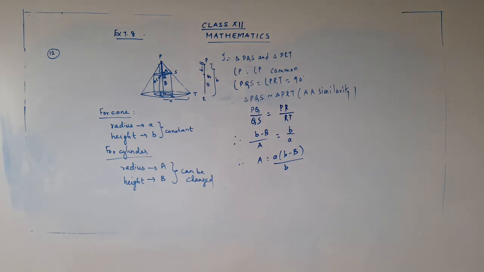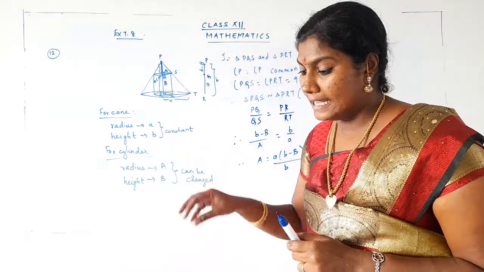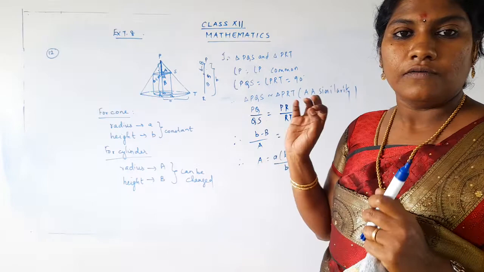Okay, done. So we have found the value for a. We have just proved the triangles are similar and found the value for a. Now what we are going to do here is define the function. So what is the function here? Volume of the largest cylinder. That means I am going to talk about the volume of the cylinder.